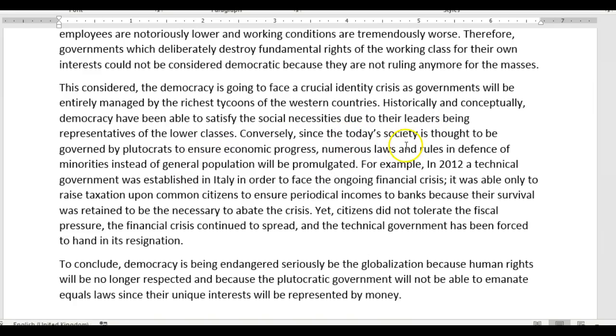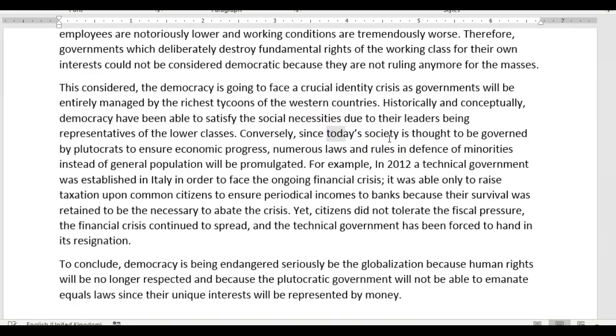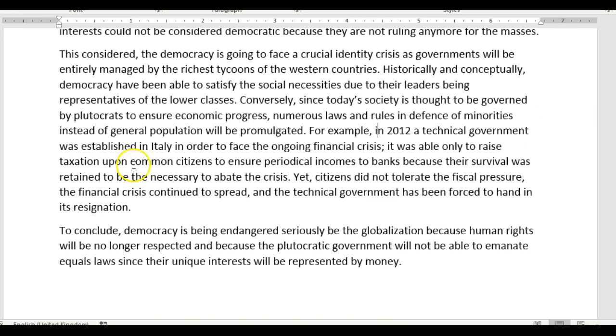Conversely, since today's society is thought to be governed by plutocrats, very nice vocabulary, you have an impressive range of politically themed vocabulary. To ensure economic progress, numerous laws and rules in defense of minorities instead of general population will be promulgated. For example, in 2012, why do we need to capitalize here, I wonder? A technical government was established in Italy in order to face the ongoing financial crisis.